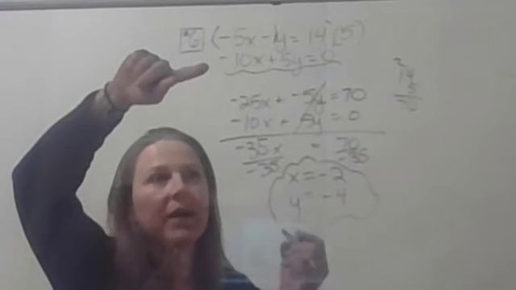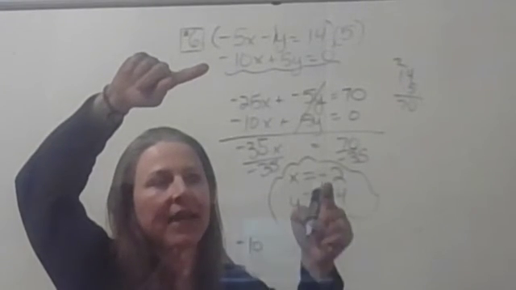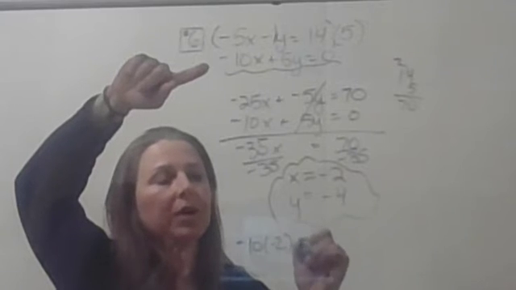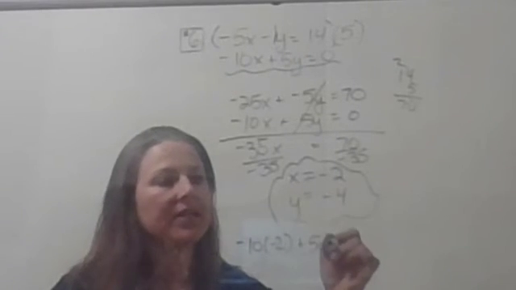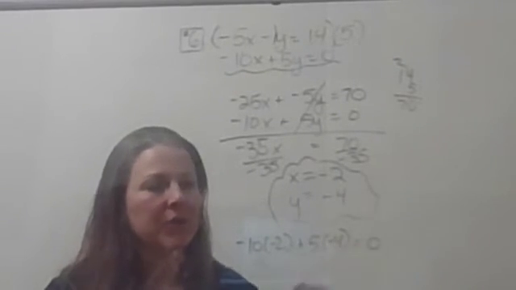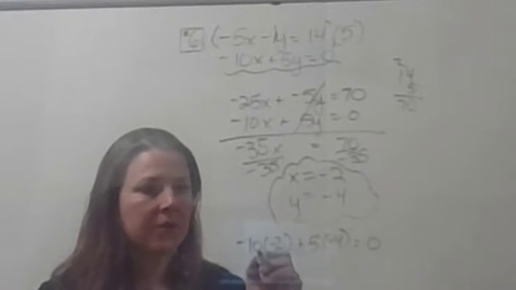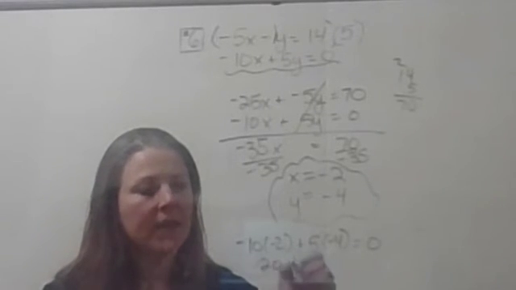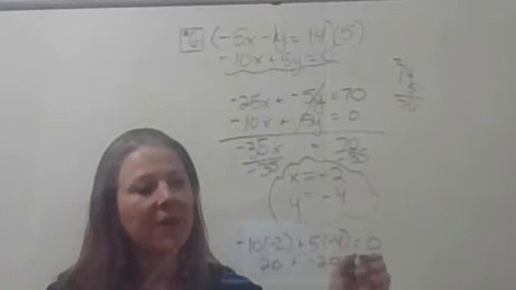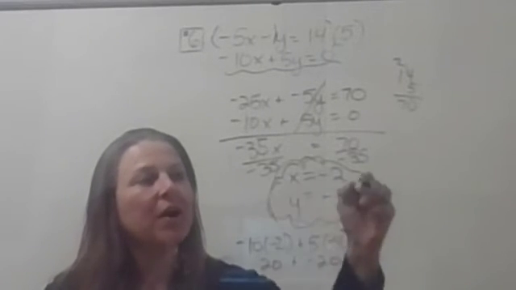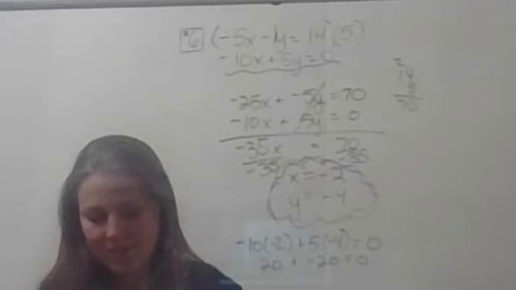So the second equation is negative 10 times x, which is negative 2, plus 5 times y, which is negative 4, is equal to 0. So this is a positive 20, this is a negative 20, so that one works too. So now you are so sure that that answer is correct.